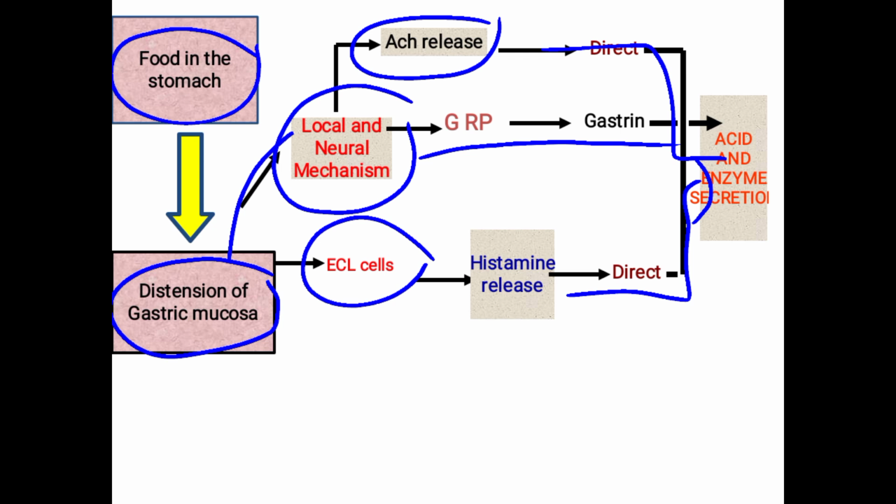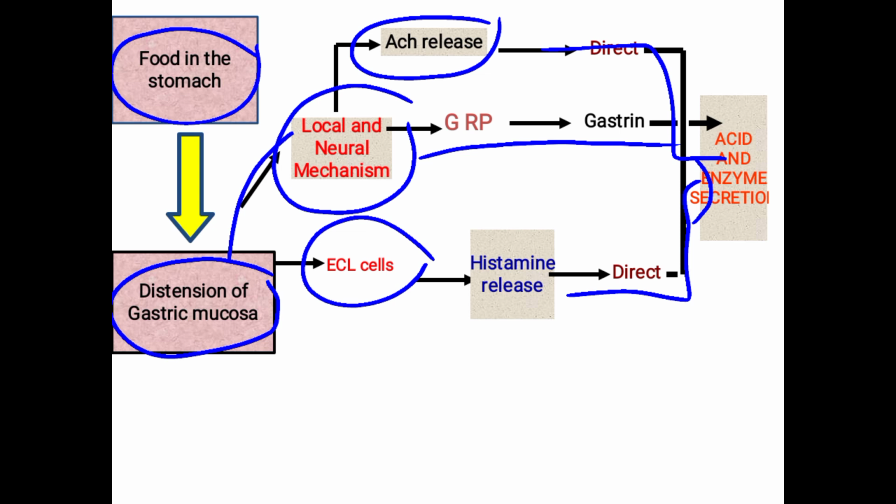Understood? In the gastric phase, 50% of secretion takes place. Here the volume of gastric juice secreted is very high, and the duration of secretion is also more prolonged. So time will be more, that means it will secrete more and take more time.